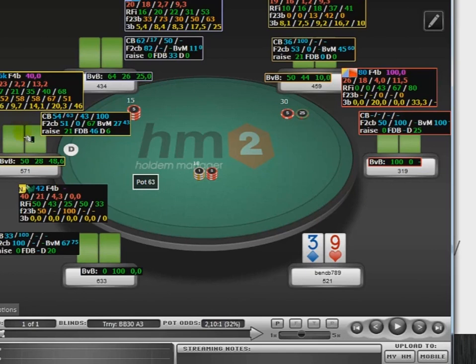Let's look into an example HUD now. How can a HUD look? We take the player on the button, we have the most sample size on him. We see that the structure is similar to the slides I showed you. I changed it a little bit. The fold to 4-bet stat is now right on top.